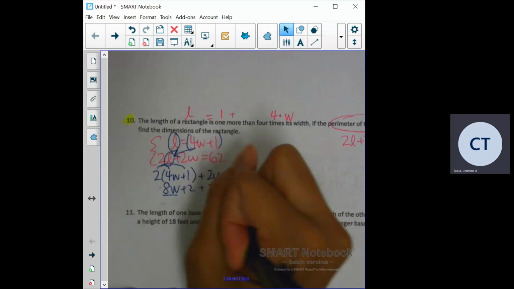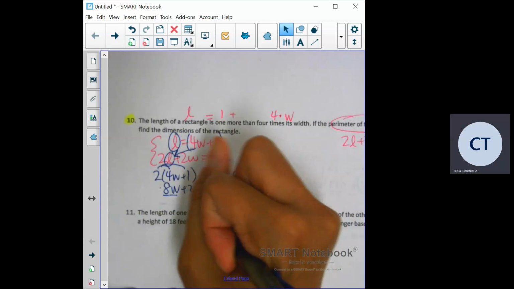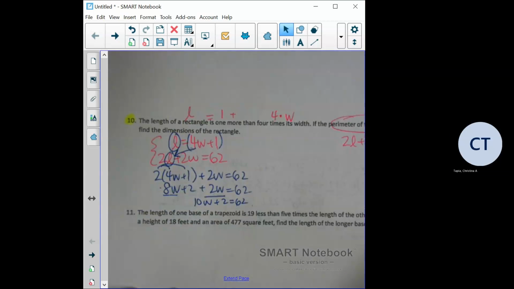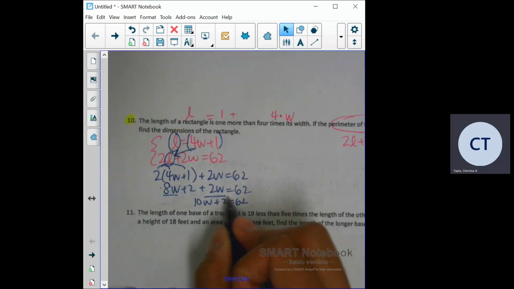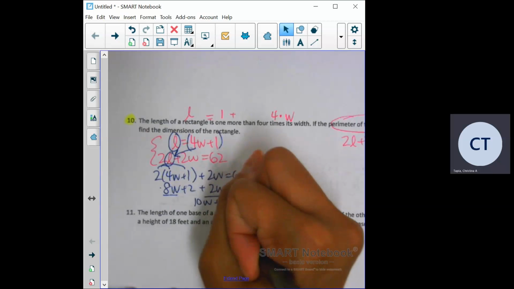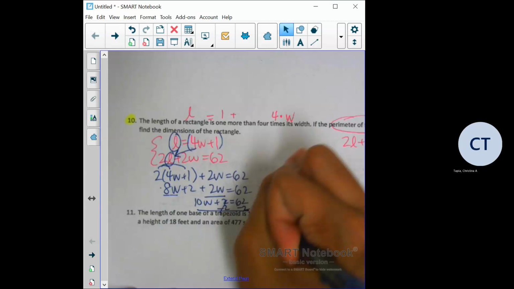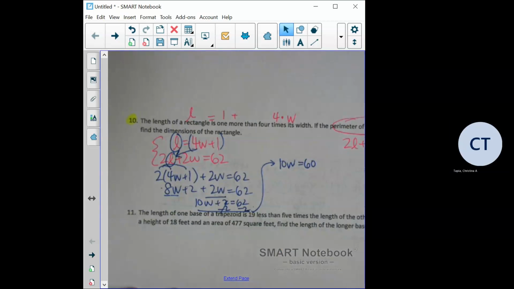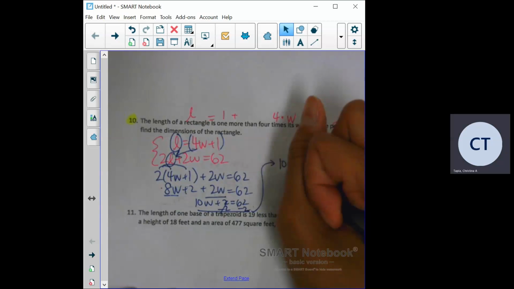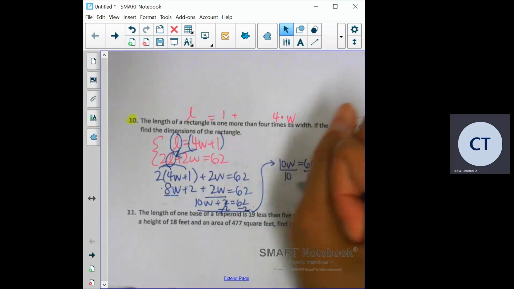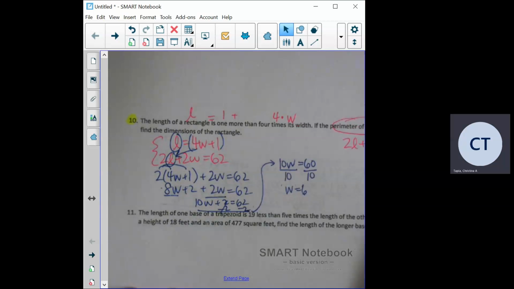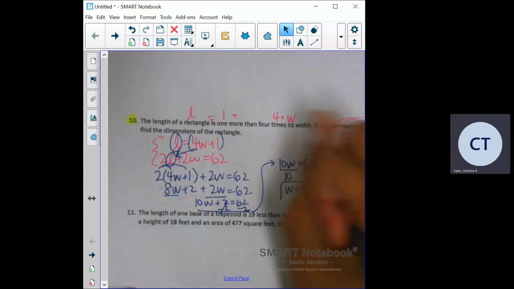I'm going to combine my like terms. So we'll have 10W plus 2 equals 62. And then I'll subtract this 2. So this is a 2-step equation from here. So we'll have 10W equals 60. And when I want to get W by itself, I'm going to divide both sides by 10. And this is in meters. Don't forget your units.